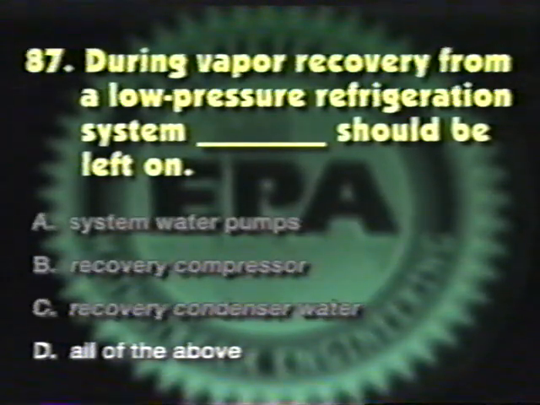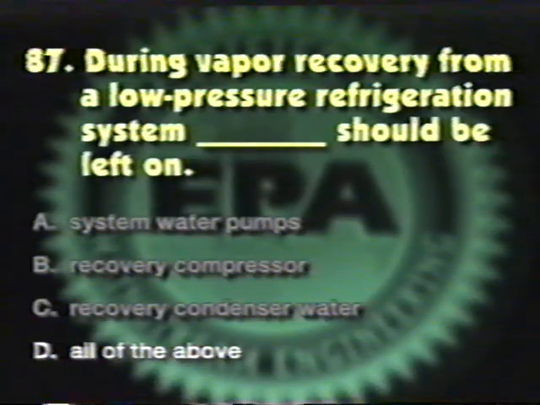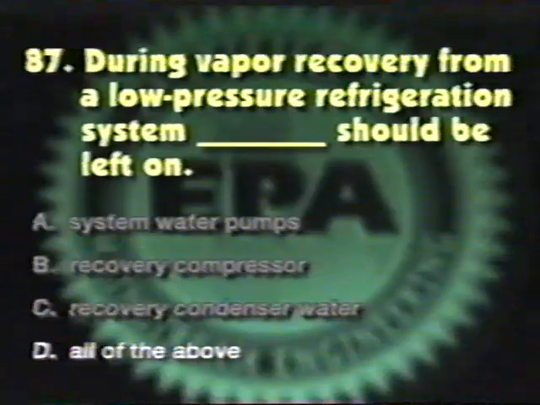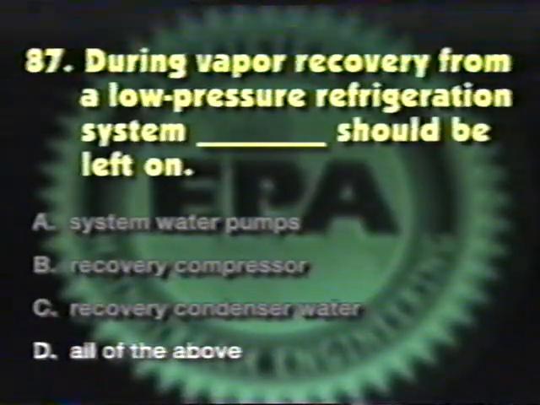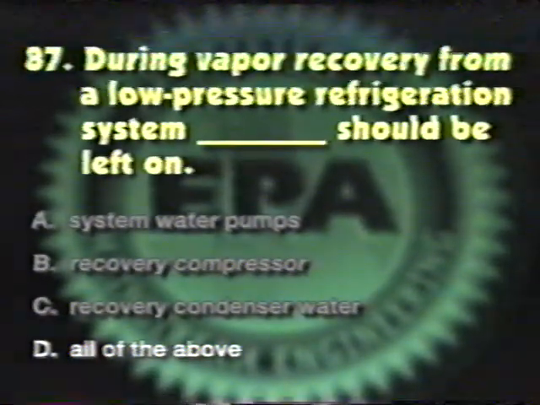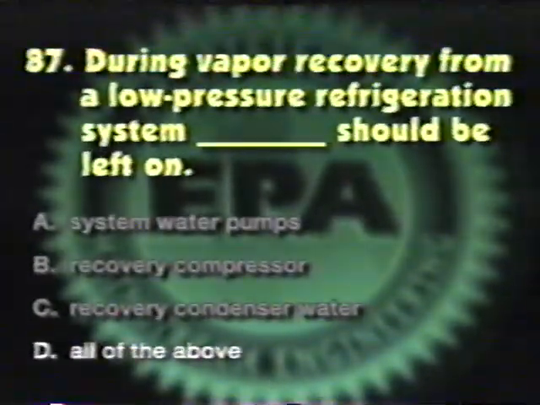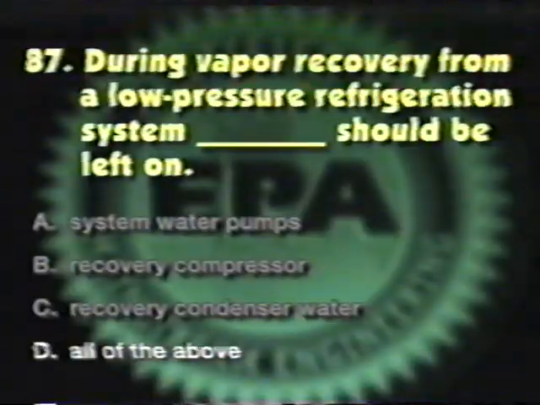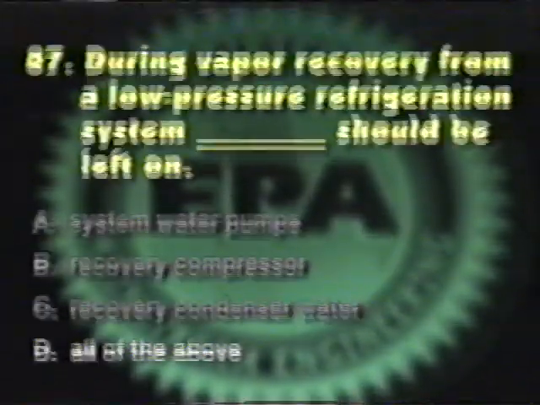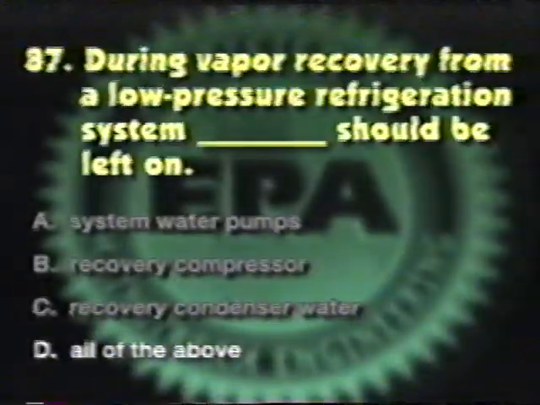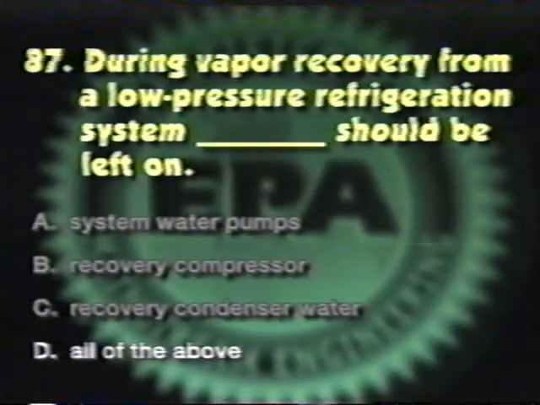The correct answer here is D, all of the above. During vapor recovery of a low-pressure refrigeration system, the system water pumps, recovery compressor, and the recovery condenser water should all be on. This will prevent freezing the water and will cool the recovery condenser if it is a water-cooled condenser.